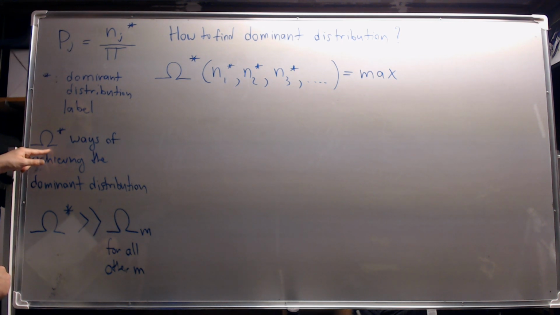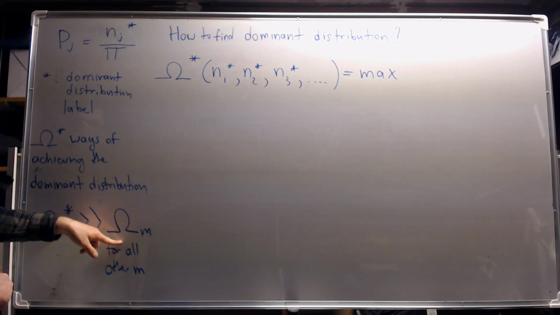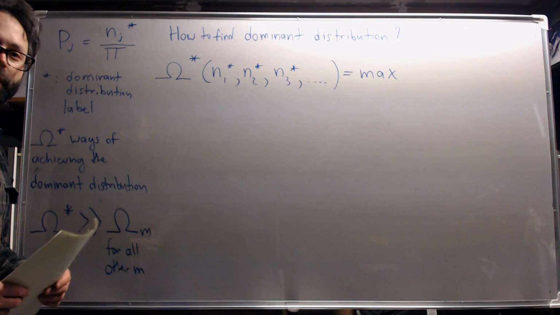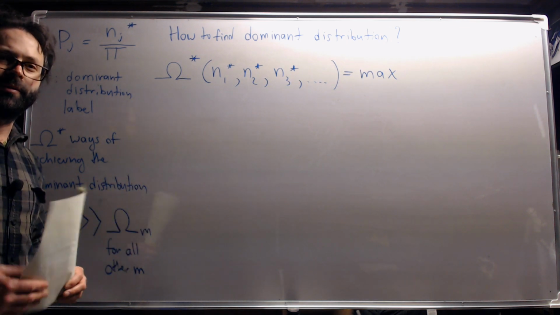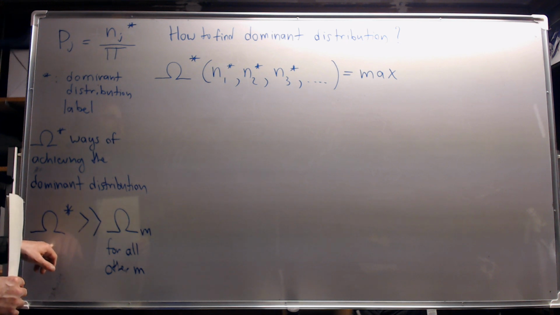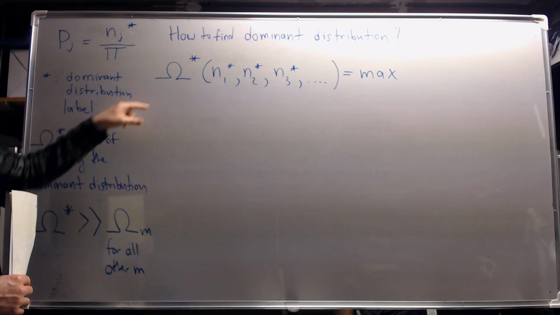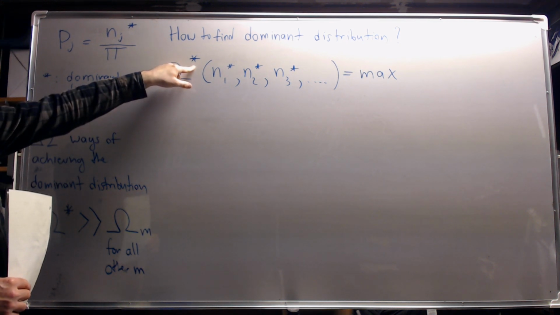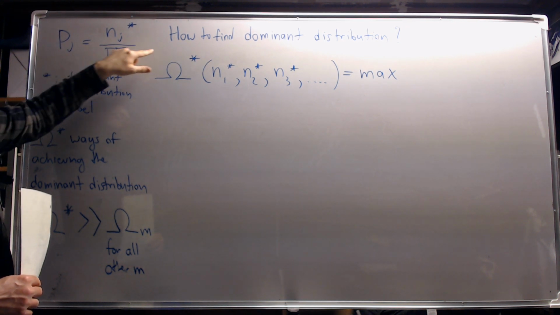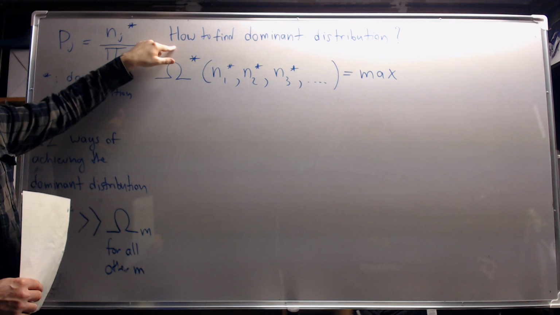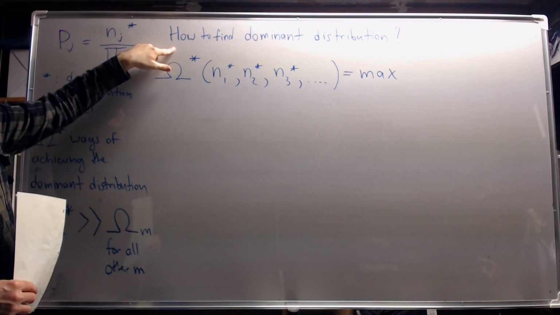And so there are omega star ways of achieving the dominant distribution, such that omega star is so much larger than all the other statistical weights for all the other distributions as to dwarf them and make them insignificant compared to omega star. And so once we identify omega star, we will be able to form this expression. And so the question is now, how do we find the dominant distribution?